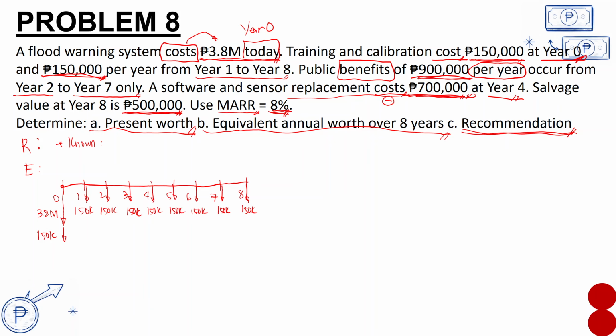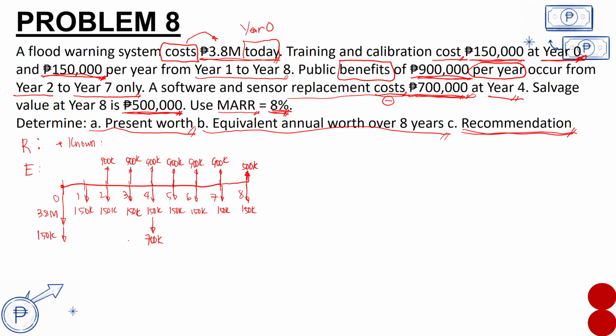Afterwards, we have our benefit worth 900,000 per year. Now take note that our benefit occurs only from year 2 up to year 7. So we represent this in our cash flow diagram. After the 900,000 peso benefit from year 2 to year 7, we have also another cost worth 700,000 pesos at year 4. So we stock up another 700,000 pesos here because this is for the replacement software and replacement cost. And at year 8, we have our salvage value worth 500,000 pesos.